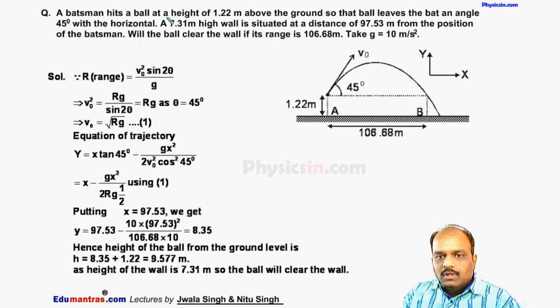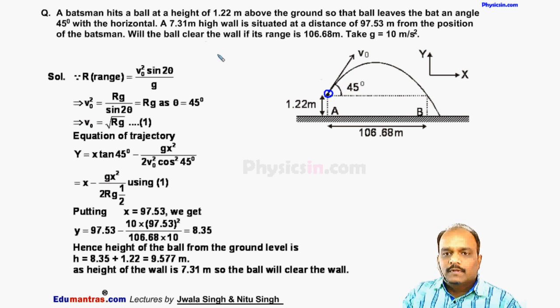A batsman hits a ball at a height of 1.22 meter off the ground. This batsman hits the ball from here. As the ball leaves at an angle of 45 degrees, this angle is 45 degrees. A 7.31 meter high wall is situated at a distance of 97.53 meter from the position of the batsman.